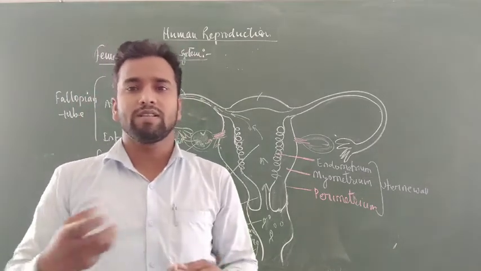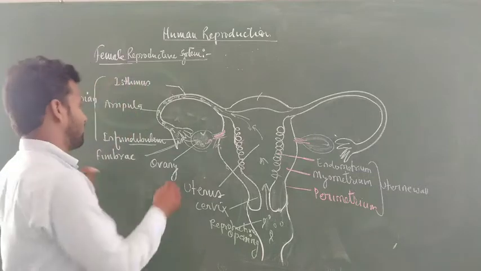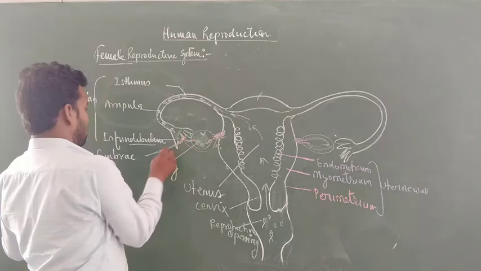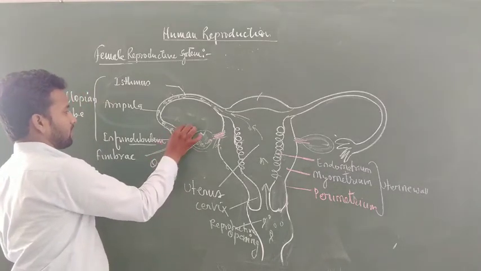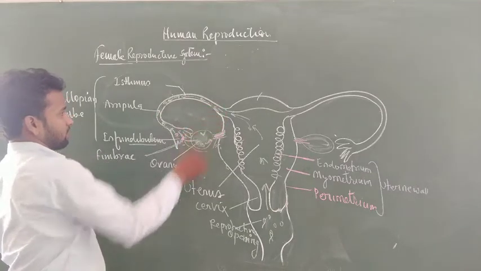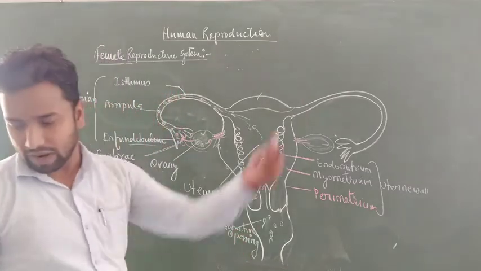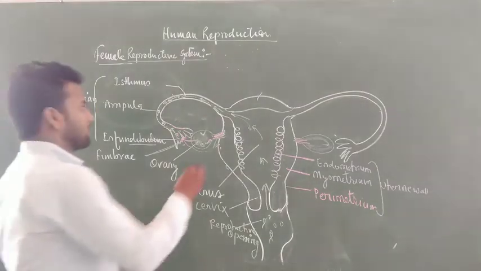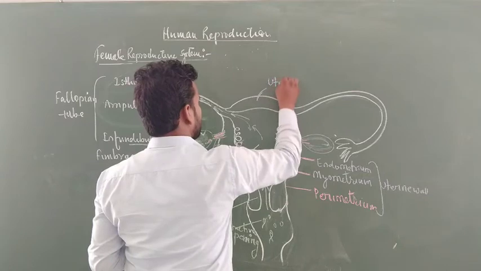The Graafian follicle releases its egg, and the Graafian follicle is then converted into the corpus luteum. The egg is released into the fimbriae of the infundibulum, which is a broader base that carries the female gamete, and this female gamete passes through the fallopian tubes. Now students, these are the different parts and how they are classified. This upper bulging zone is called the uterine fundus.